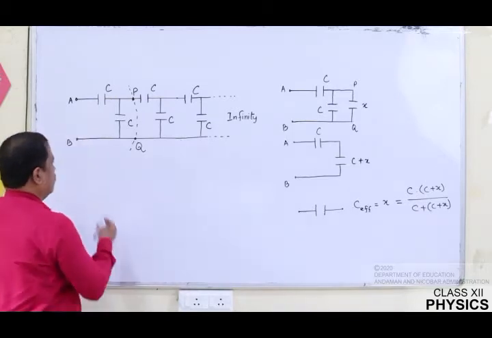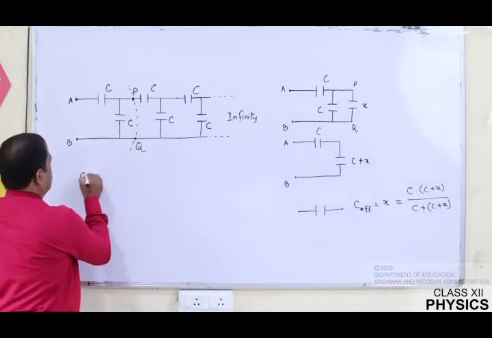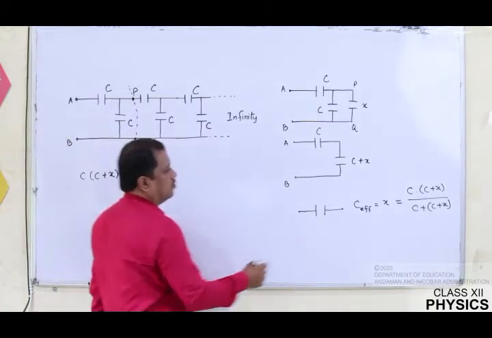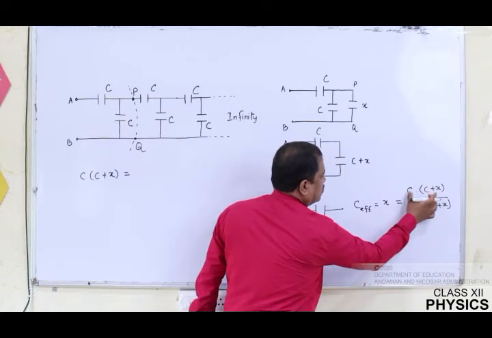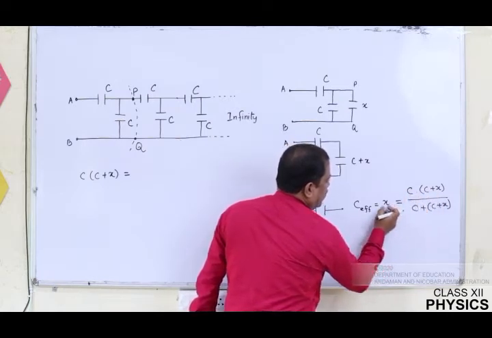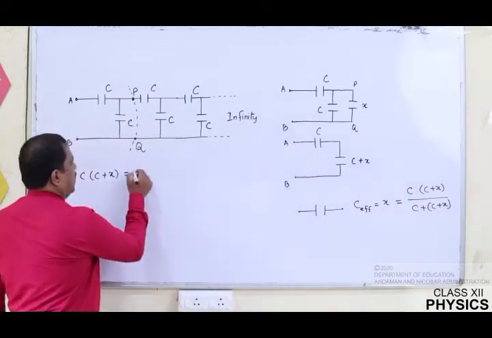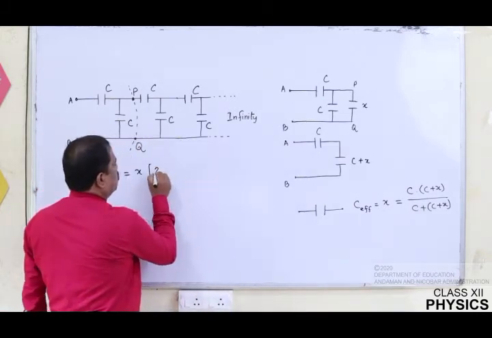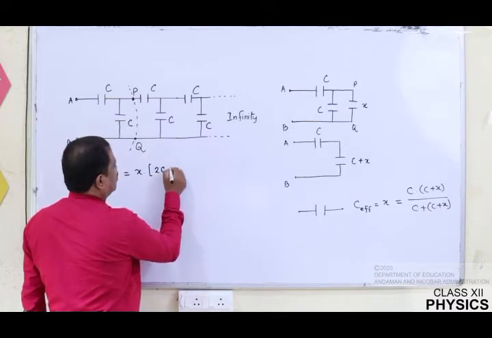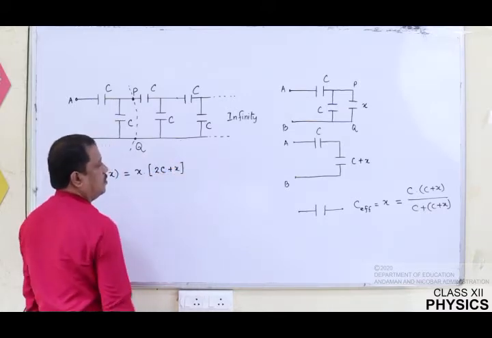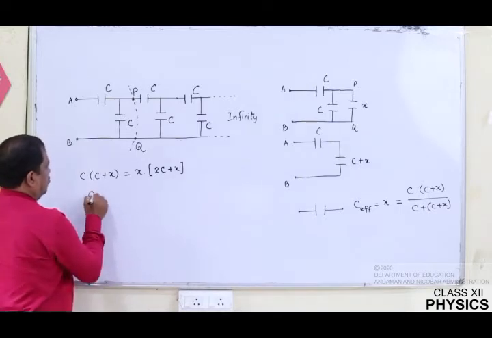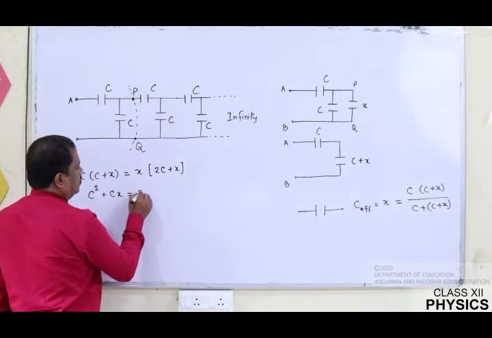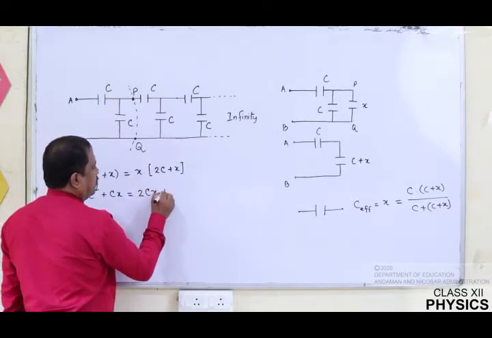So I have C into C plus X on the left side. On the right side, numerator into C into C plus X into C into C plus X is equal to X into this. So X times 2C plus X is what I have. In other words, I will have C square plus Cx is equal to 2 times Cx plus X square.